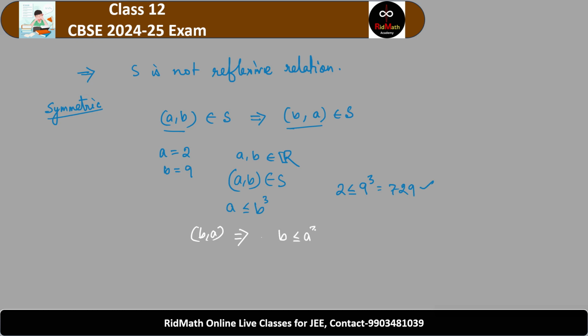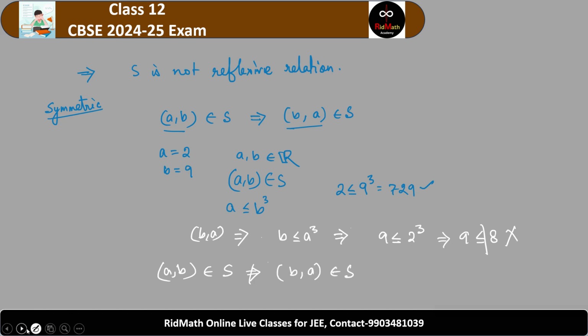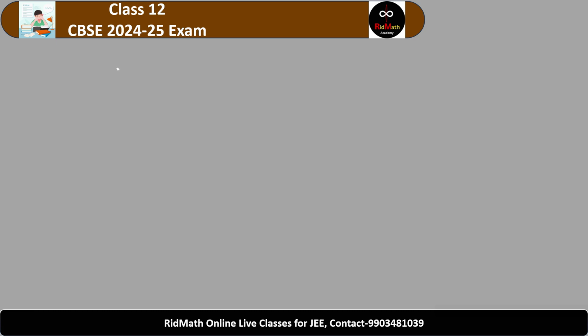(b, a) means b is less than or equal to a cube. That implies 9 is less than or equal to 2 cube, that implies 9 is less than or equal to 8. This is wrong, this is not possible. So we found an (a, b) such that (a, b) belongs to S, that does not imply that (b, a) belongs to S. Therefore S is not symmetric.